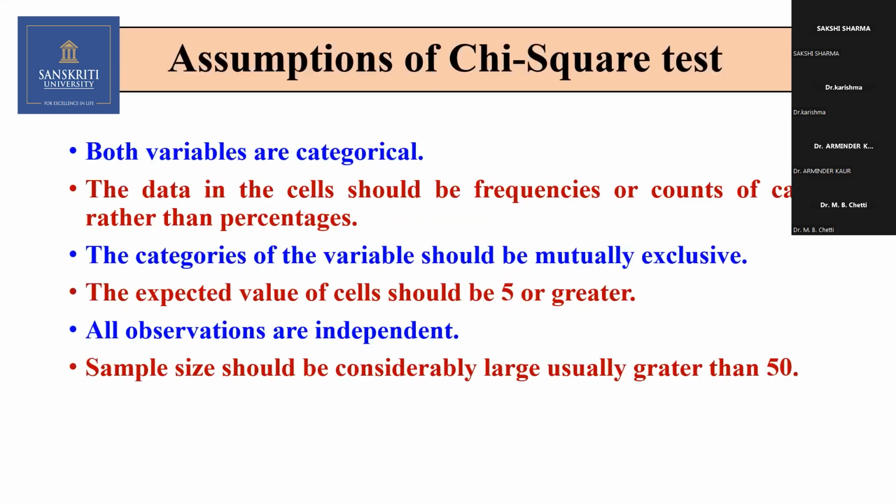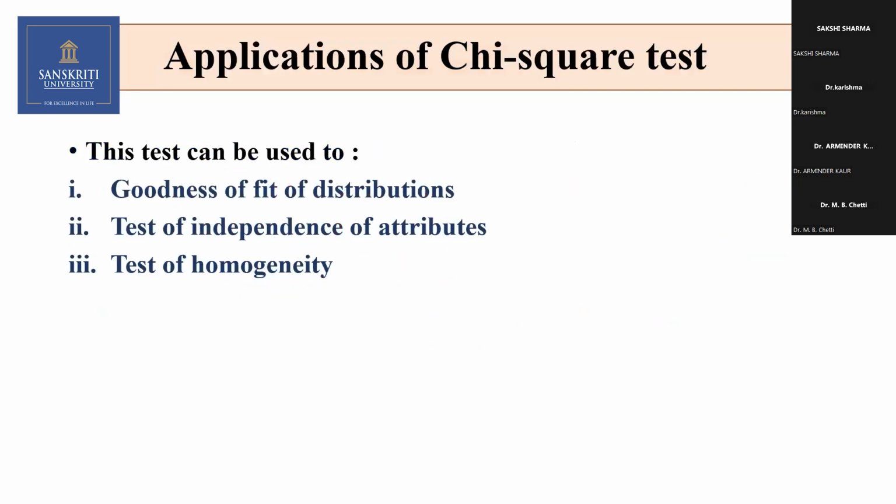The assumptions of the chi-square test are: both variables are categorical. The data in the cells should be frequencies or counts of cases rather than percentages. The categories of the variable should be mutually exclusive. The expected value of each cell should be 5 or more. All observations are independent. And the sample size should be considerably large, usually greater than 50.